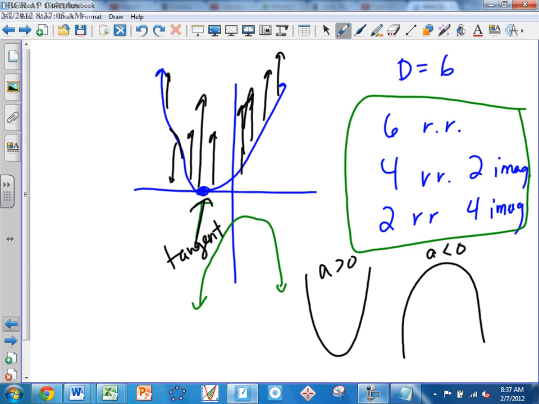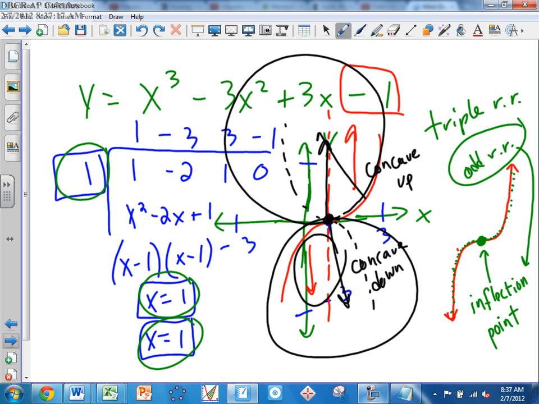There's only a change in concavity when there's an inflection point. So whenever you have a change in concavity, you want to write this down, everybody, there's an inflection point there. So an inflection point creates a change in concavity.